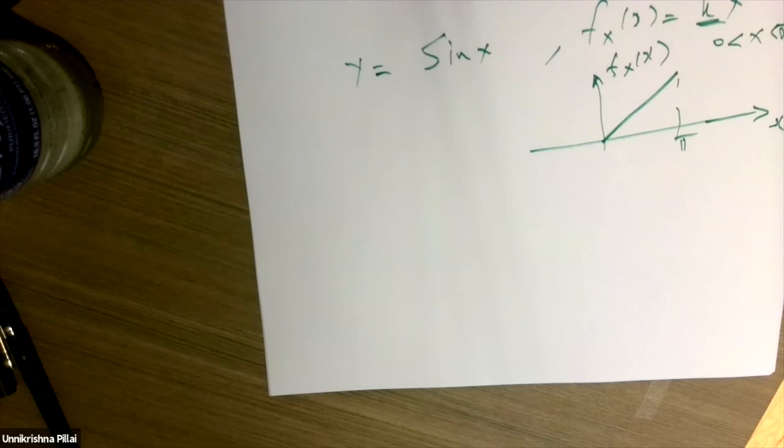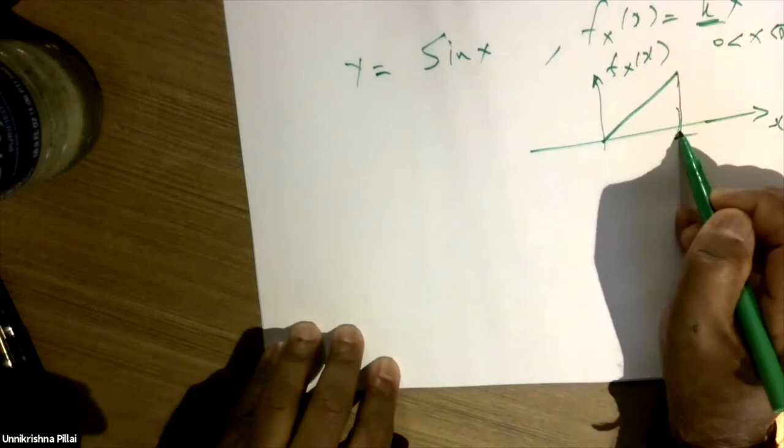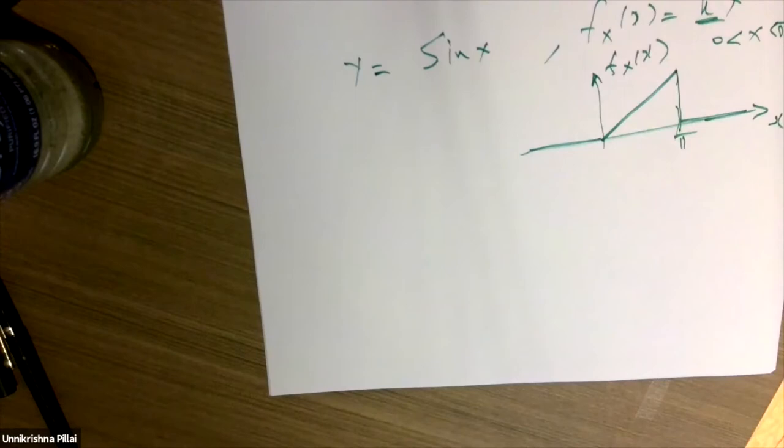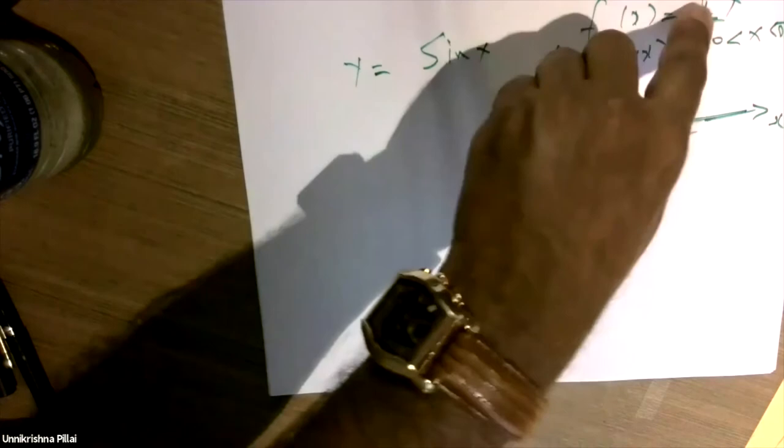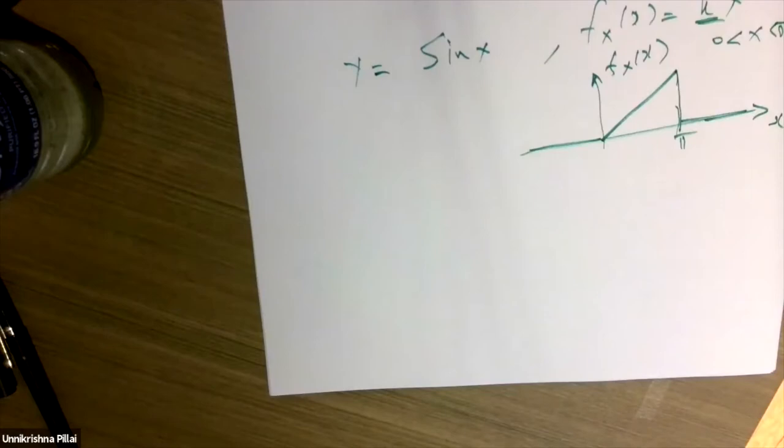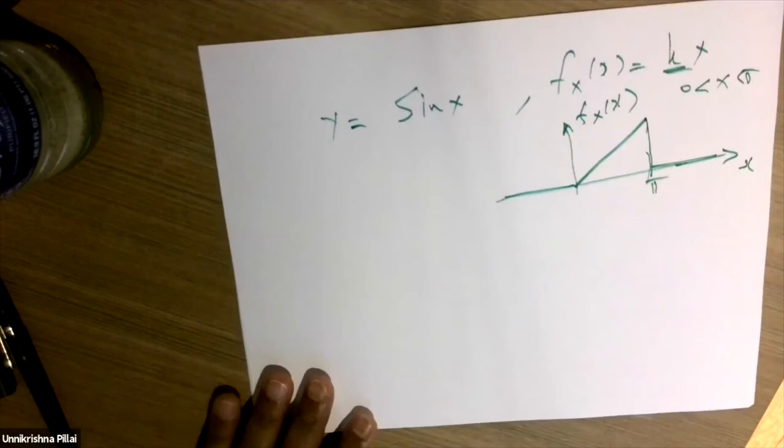A density function is a straight line. You can't figure out the constant? How do you figure out the constant? There is a k here. What should this k be? Remember the density function is f of x equal to kx. What is the value of k? Anyone?